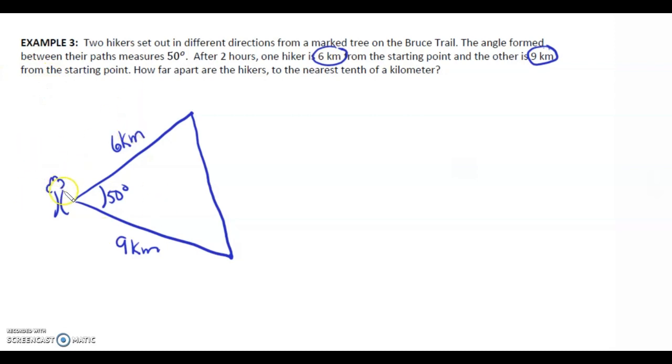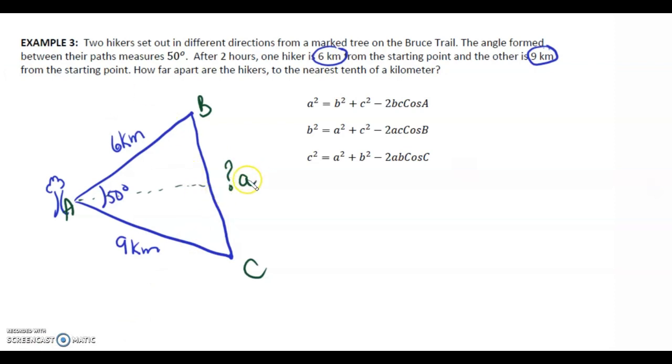Okay, so we have this triangle, and let's label it ABC. And we want to know how far apart the hikers are. So we want to know the measurement of BC, this side. Let's call this side A, because it's opposite angle A. So because we are going to be calculating side A, we need to use one of the side length formulas. Okay, so for side A, let's use this one up here.